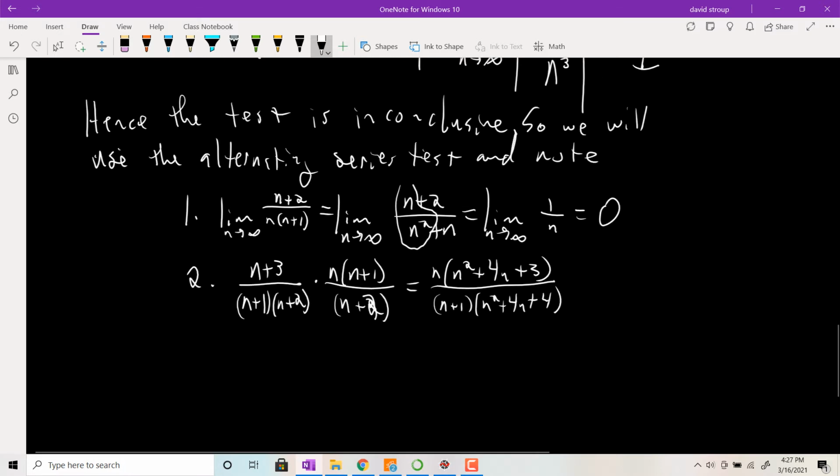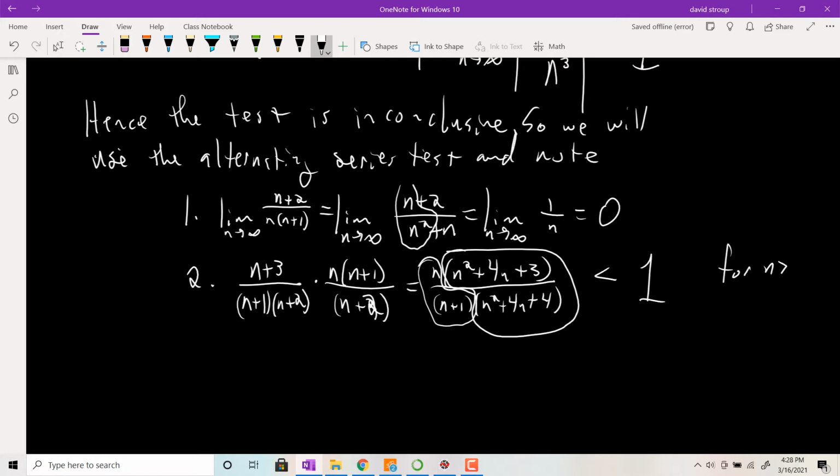At this point, you can see it's going to be true because you'll have two positive integers multiplied together in the numerator, where each integer is less than the integers in the denominator. So you can see, in the numerator, n is going to be less than n plus 1. And then n squared plus 4n plus 3 will definitely be less than n squared plus 4n plus 4. So let's just cut it at that point and say, well, that's definitely less than 1 for n greater than or equal to 1. Okay? So hence the series converges.